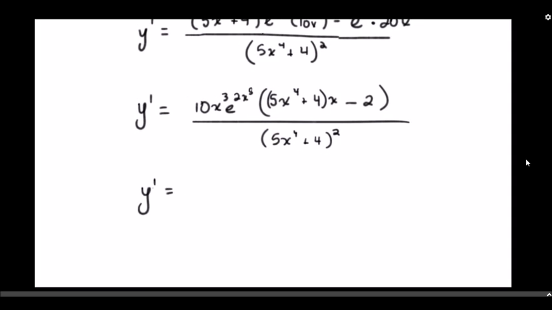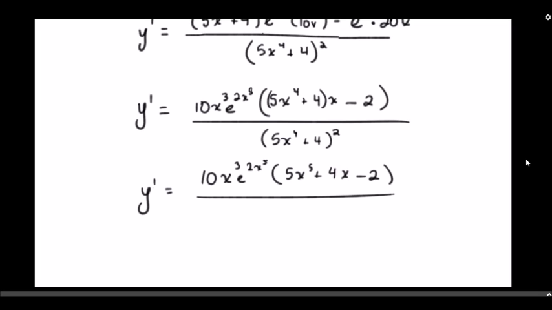So all that's left to do is to simplify that there in the numerator. So we got the 10x cubed e to the 2x to the fifth. We're going to have 5x to the fifth plus 4x minus 2, all over 5x to the fourth plus 4 squared.